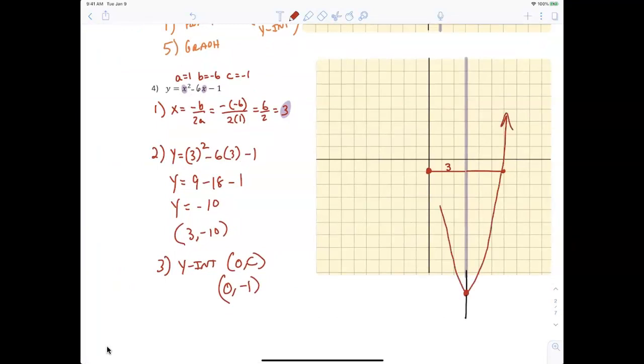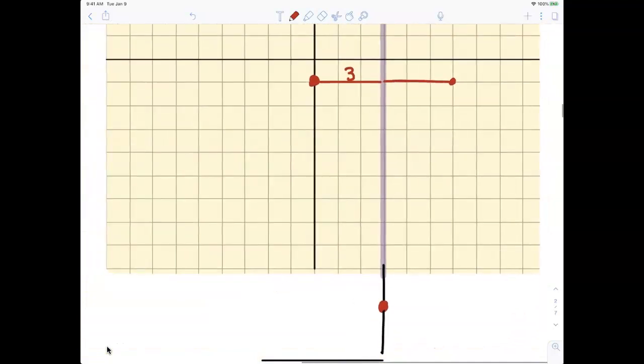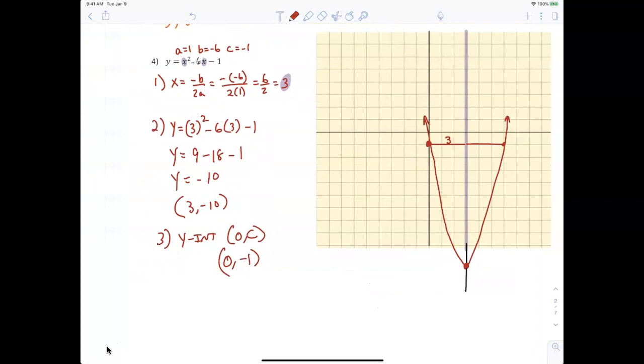And now we can sketch the graph. That's not so good, so I'm going to go ahead and do it again. Blow it up so I can see it better. So it looks something like this, and then it looks like this. That looks a little better. So that's the graph of your quadratic. Very, very simple. Step 4 is plotting points.